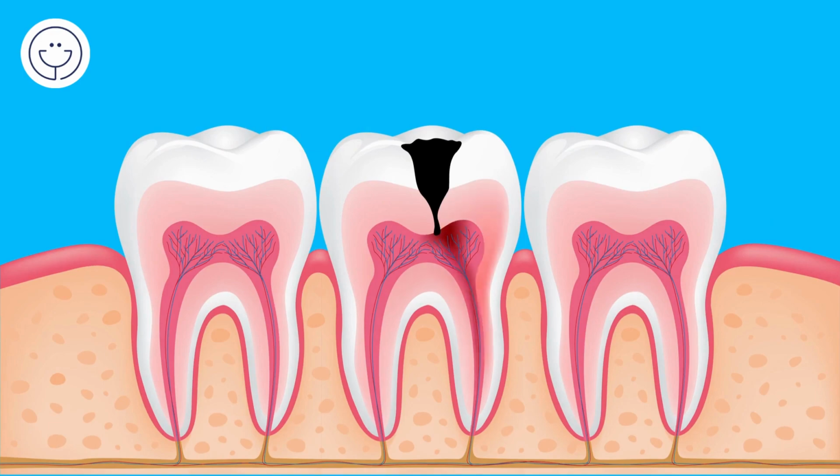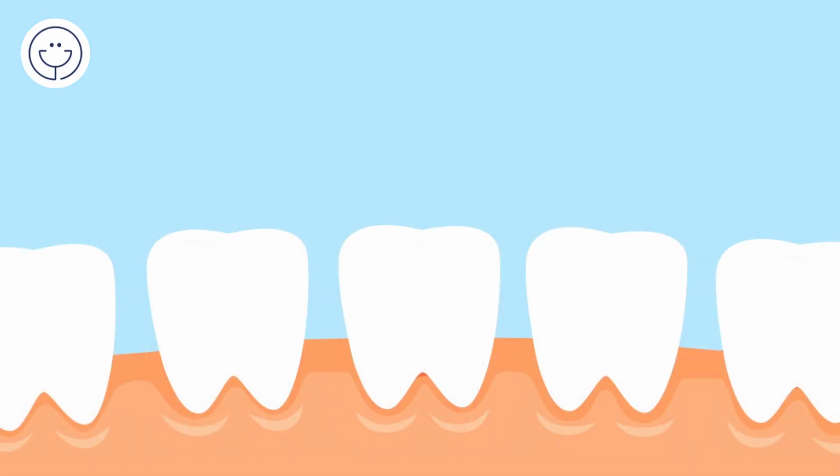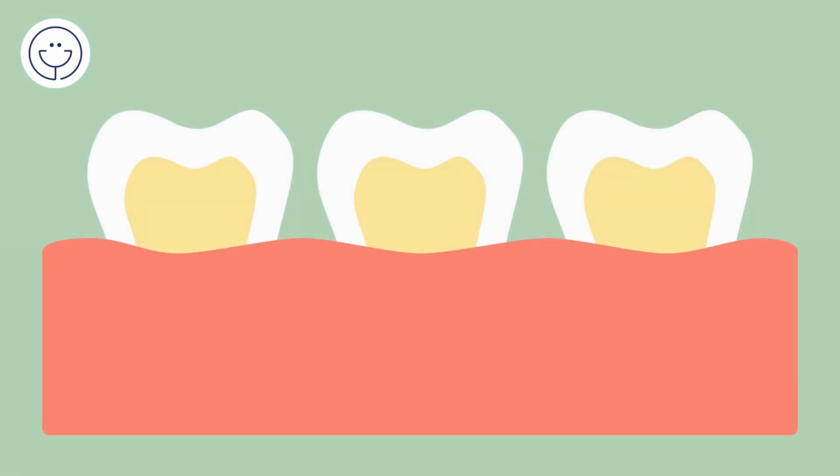Tooth enamel is the hard, protective outer layer of teeth. When bacterial acids erode the enamel, a small opening or cavity forms in the tooth, known as cavities. If left untreated, decay can grow and affect the deeper layers of the tooth, such as dentin and dental pulp.